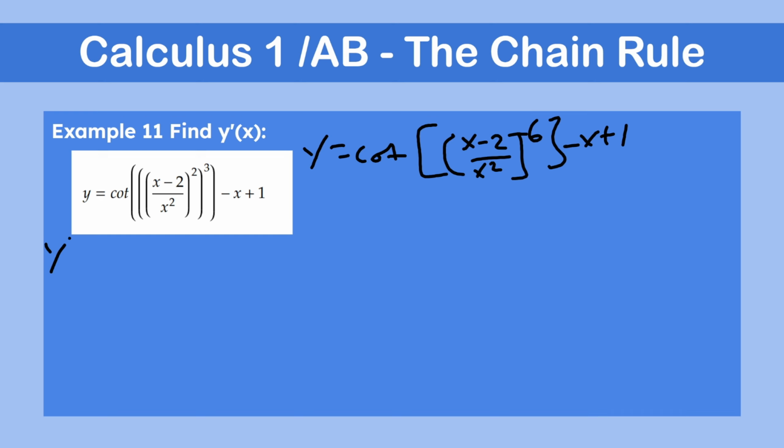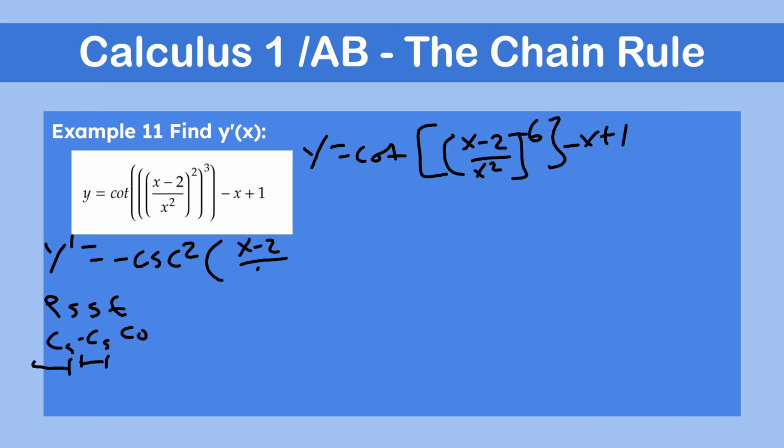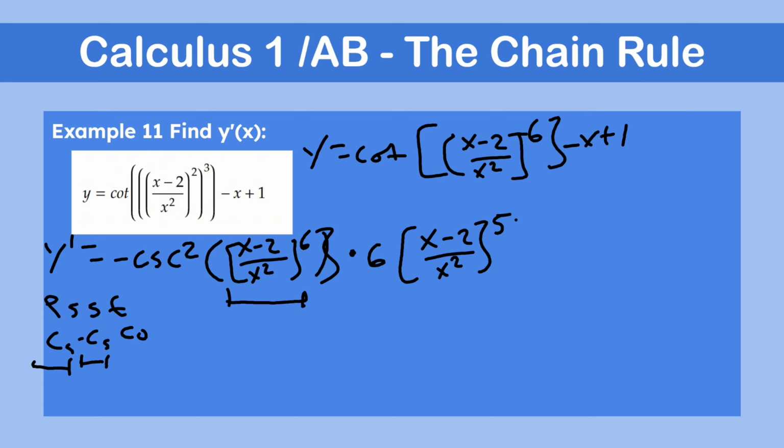So now we have y prime. So we need the derivative of cotangent. So let's find it. So cotangent has negative cosecant squared. So y prime is negative cosecant squared x minus 2 over x squared to the power of 6. And then we multiply by the derivative of the inside, which is just this term to the power of 6. So we're going to take down the degree, x minus 2 over x squared to the power of 5.